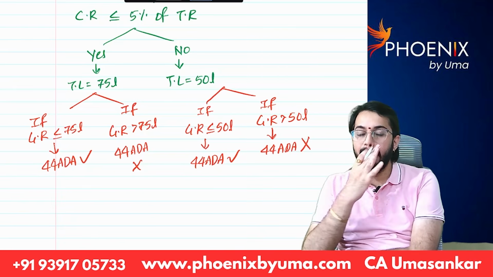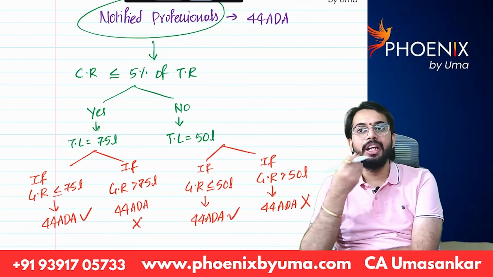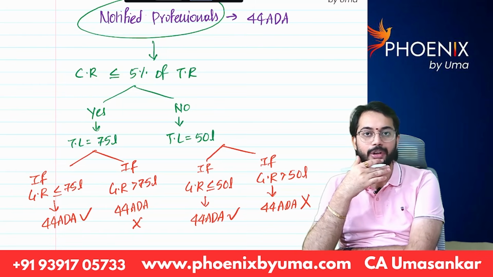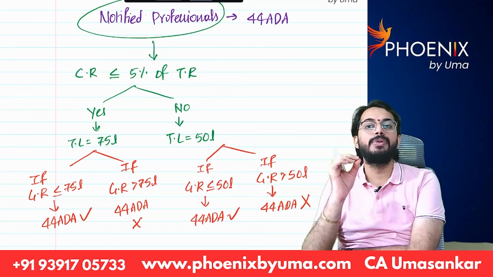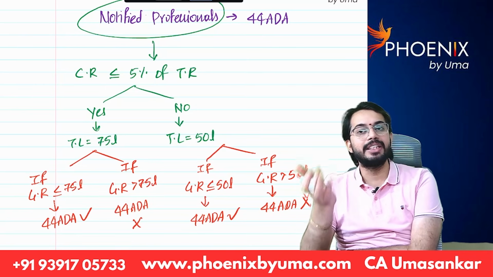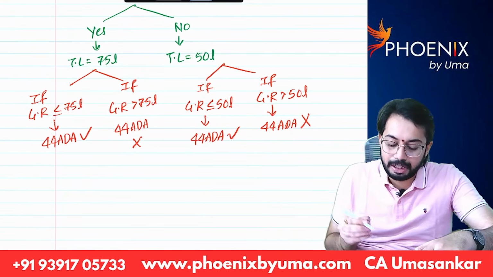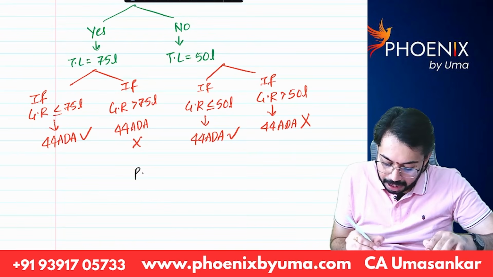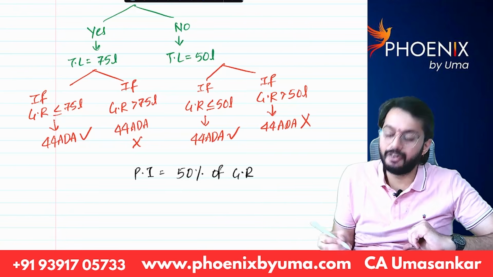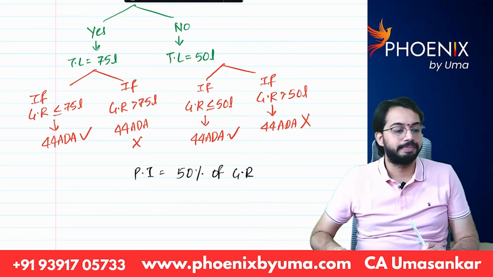So normally, if any notified professional comes to you, you have to ask him, sir, in your profession, are cash receipts less than or equal to 5% of total receipts? If the answer is yes, up to 75 lakhs, they can disclose income under presumptive provisions. If the answer is no, up to 50 lakhs only, presumptive provisions can be chosen. How much will be taken as presumptive income? Presumptive income is equal to 50% of gross receipts. This we have already discussed in class when I was explaining PGBP provisions. Okay.